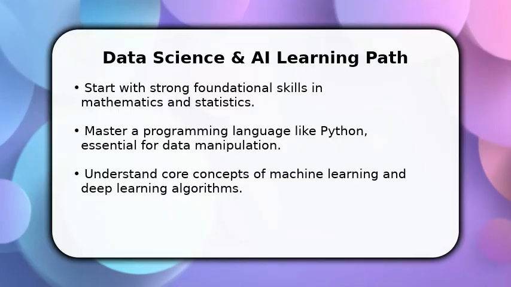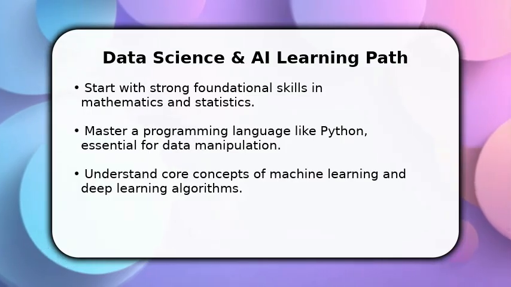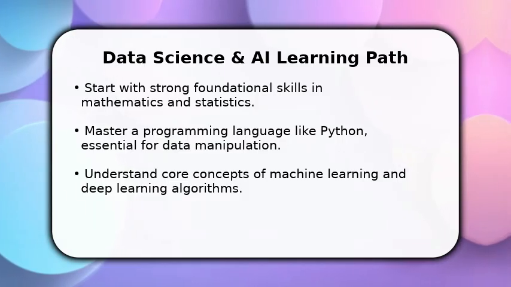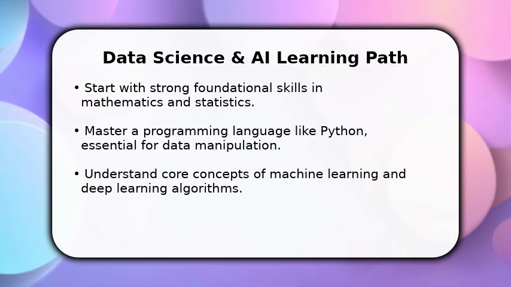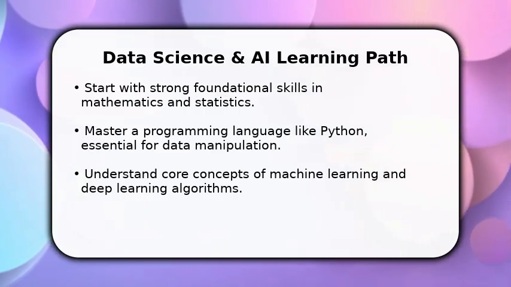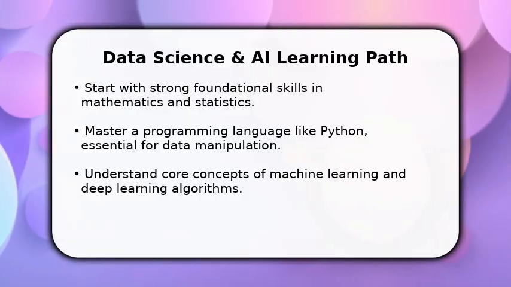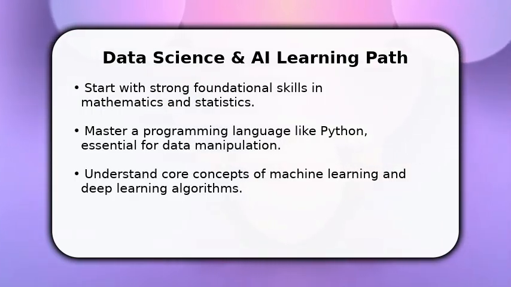Enjoy the video. In this video, I will explain how to learn data science and AI. Begin by building a solid base in mathematics, especially linear algebra and calculus, alongside statistical principles. Then, dive into Python programming, focusing on libraries like Pandas and NumPy for data handling. Finally, grasp the fundamental theories behind machine learning models and artificial intelligence. This structured approach ensures a comprehensive understanding.